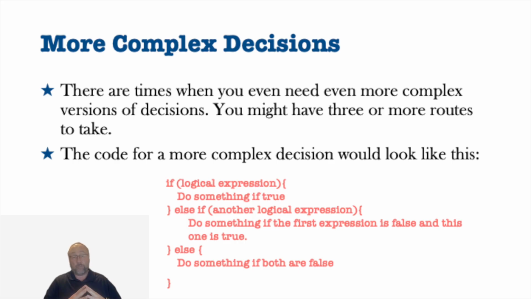Like for instance, if the logical expression is true, we do one thing. If it's not true, then we actually put in another if statement and another logical expression that says, if this other logical expression is true, then do a second thing, else do a third thing. So this has three paths, but you could have 4 paths or 5 paths or however many.